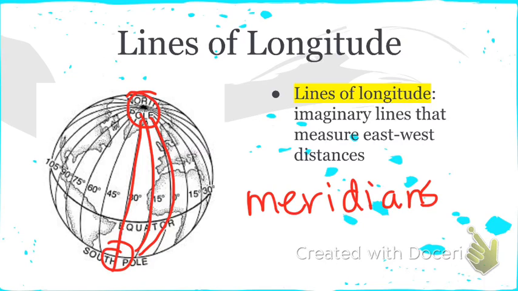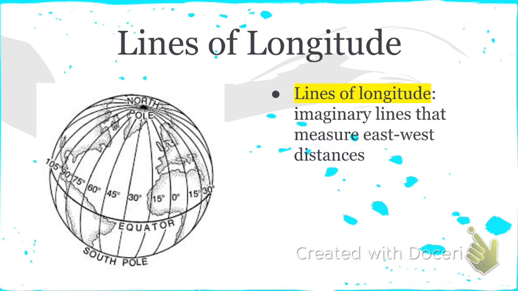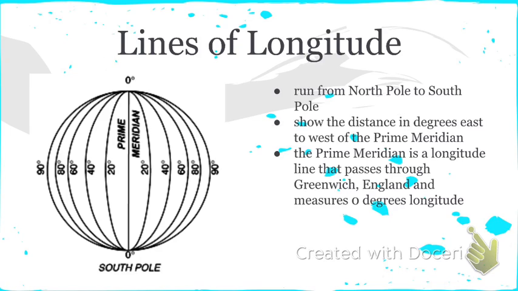One way I remember lines of longitude is I think of hairs being long and running up and down. These lines measure the distance between east and west. And the starting line is going to be right here, which is your prime meridian. This is 0 degrees longitude, and this place is found at the Royal Observatory in Greenwich, England.